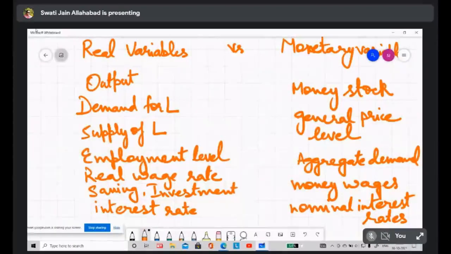Now monetary variables cannot affect real variables, because I told you most of the time we are assuming that money supply is given, money stock is given. It does not depend on the level of output or demand for labor or savings and investment. It is decided by the central bank of the country, so it cannot affect the variables. By changing the money supply, you cannot change the output level according to the classical system, because monetary variables can affect only monetary variables. By changing the money stock, you can only affect the price level.